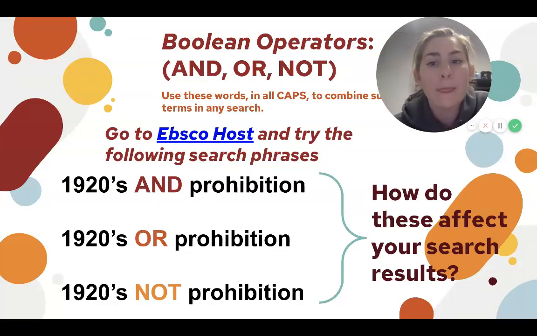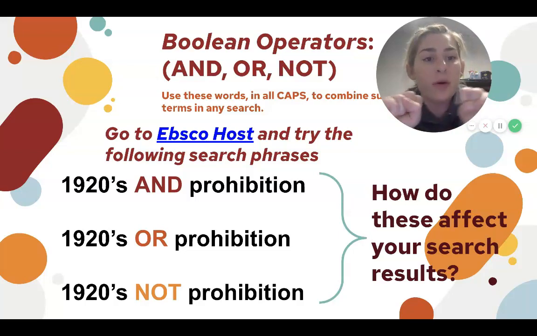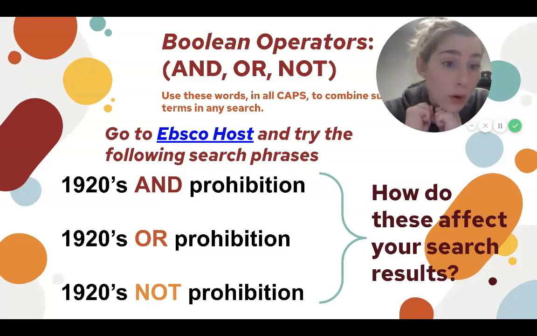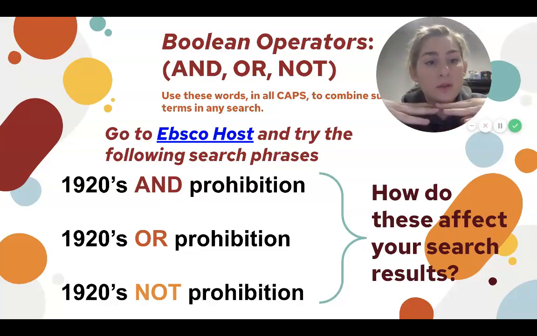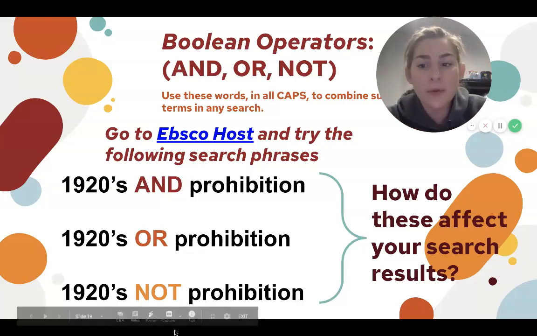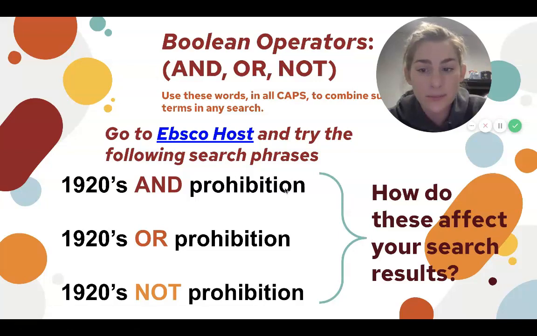So basically and, or, and not allow you to combine two different parts of a topic or more, could be more than two, in your search phrase. I have examples of how to use them right here. Imagine this was your search phrase. Imagine my topic is prohibition in the 1920s. I want to learn a little bit more about it.